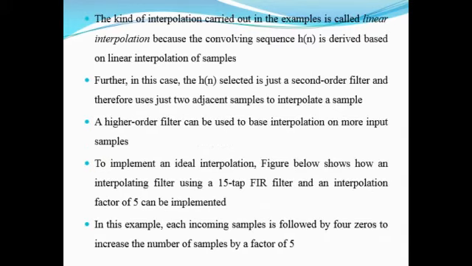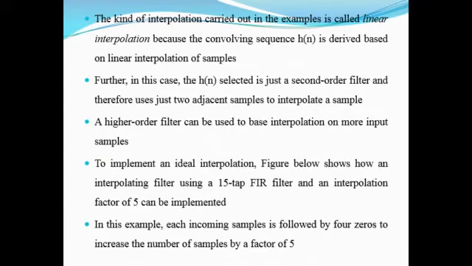Now, considering that into account, the kind of interpolation carried out here is linear interpolation, because the convolving sequence is derived based on linear interpolation of a sample. And whatever h of n we select, it is a second order filter, so we are going to use two adjacent samples to interpolate a sequence. That is nothing but identifying the interpolation factor L. A higher order filter can be used to base interpolation on more input samples.